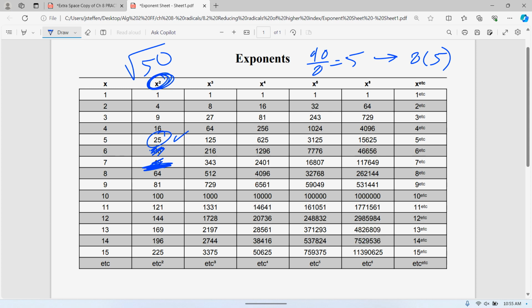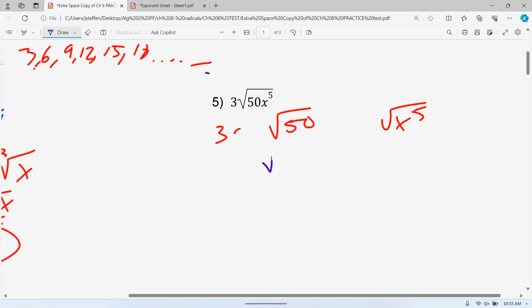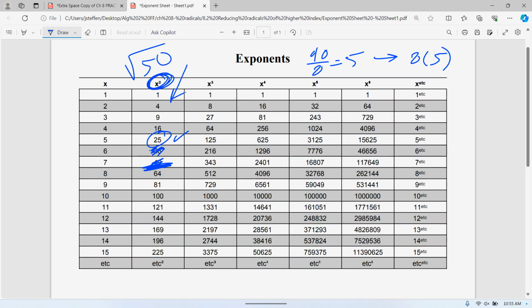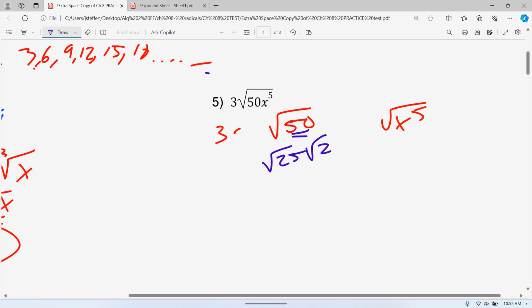But 50 divided by 25 works. So I'm going to change this 50 to 25 times 2. And again, when you have those two numbers that multiply to be 50, one of them has to be from our list. So I couldn't have used 5 and 10 because 5 is not on our list and 10 is not on our list. They do multiply to be 50, but one of the numbers has to be from our list. So that's why we chose the 25. And the square root of 25 is 5, so this ends up being 5 root 2.